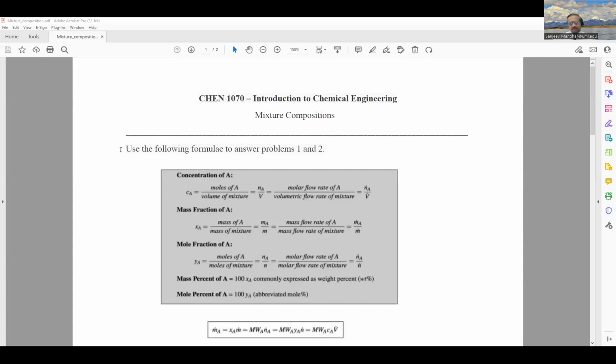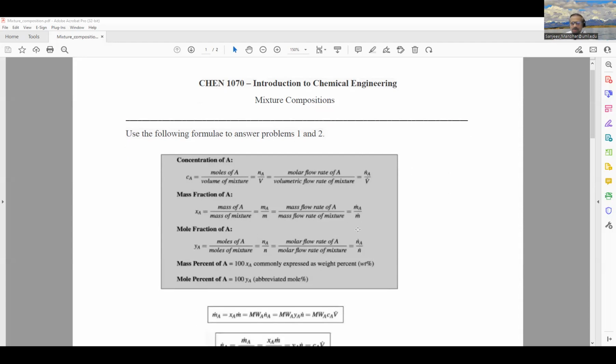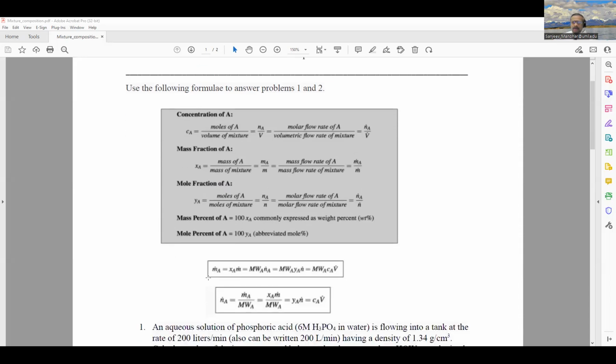Let me share the screen as to what we are talking about. This is the homework you got, right? Use the following formulae to answer problems 1 and 2. This is the set of formulae that I shared with you about concentration, mass fraction, mass percent, mole percent. If you remember, if you don't, go back to the video. And these are the composite equations that came from that.